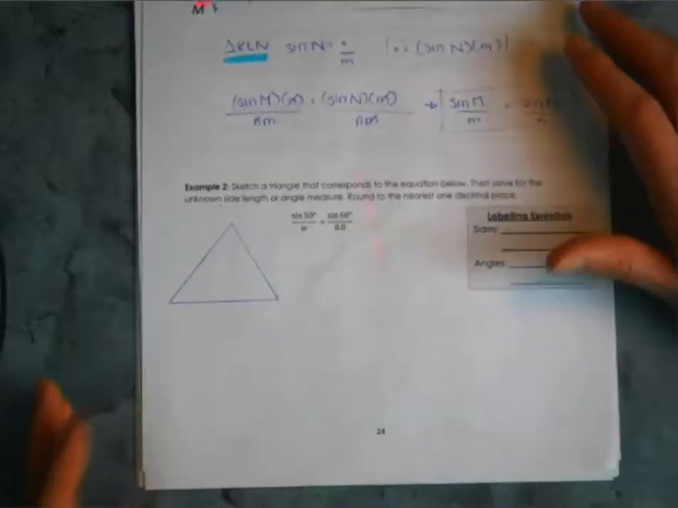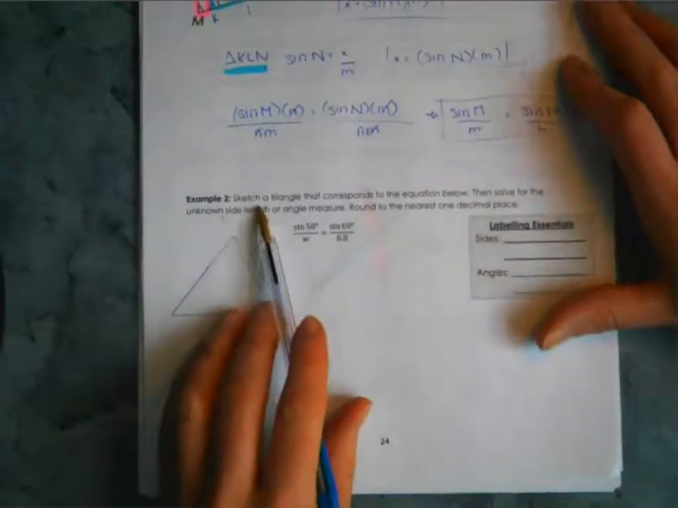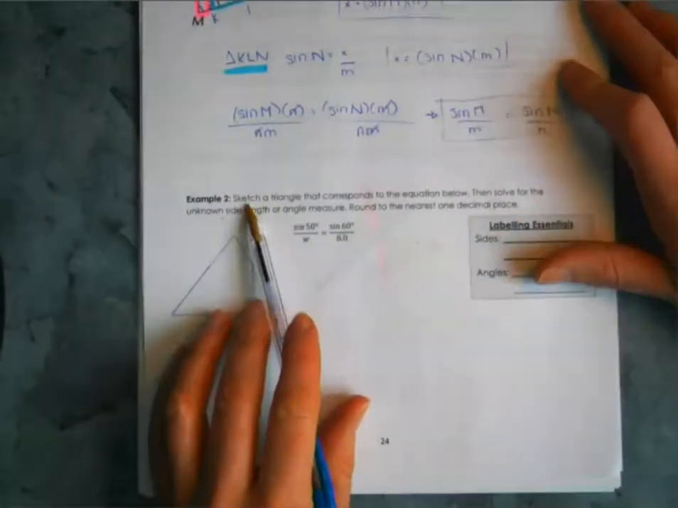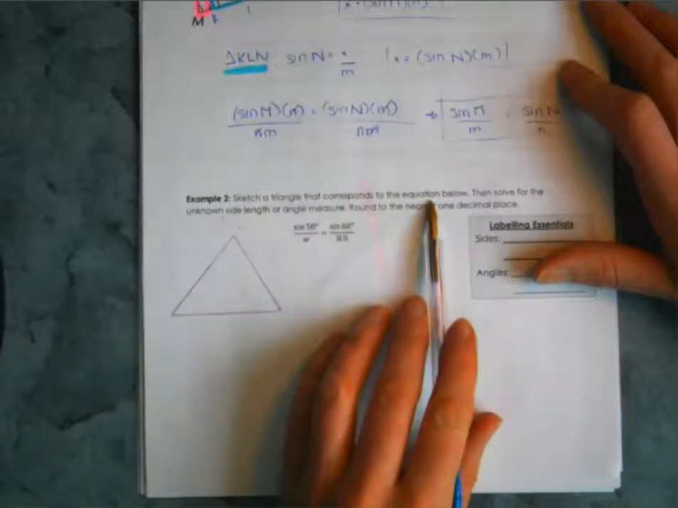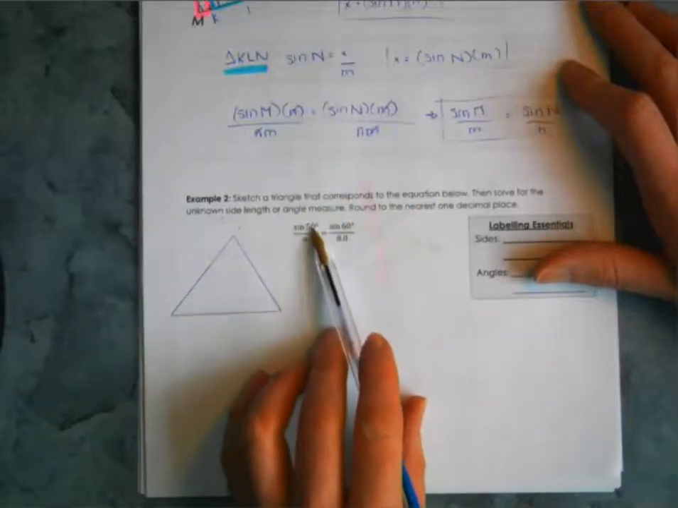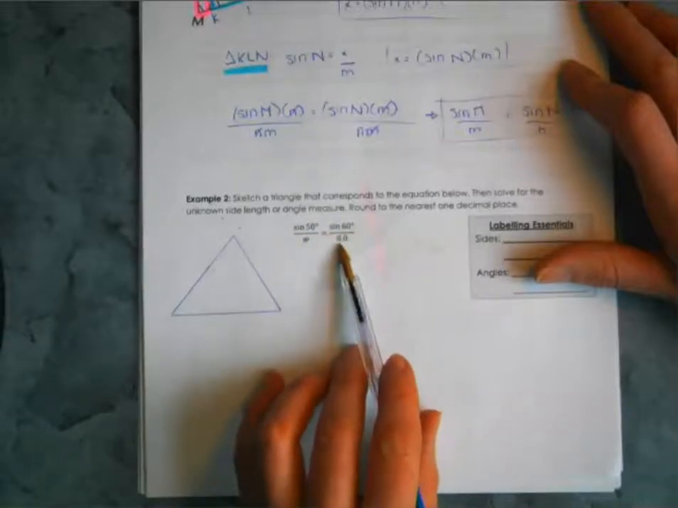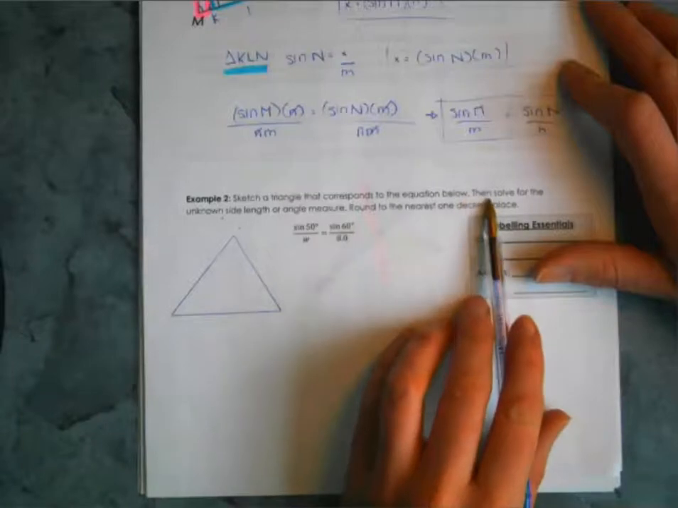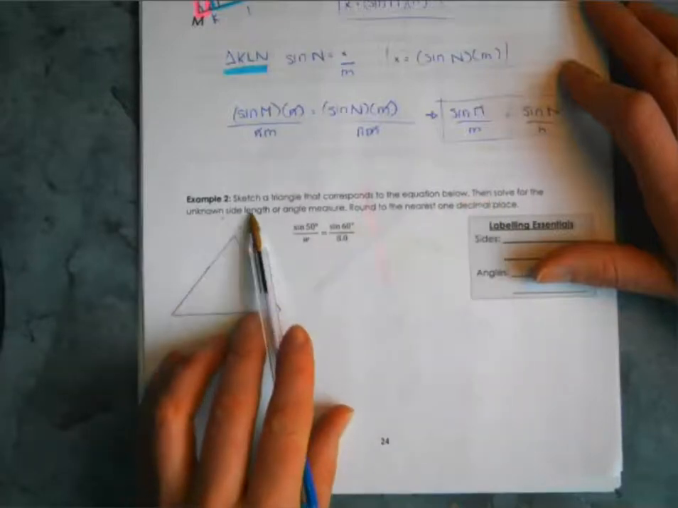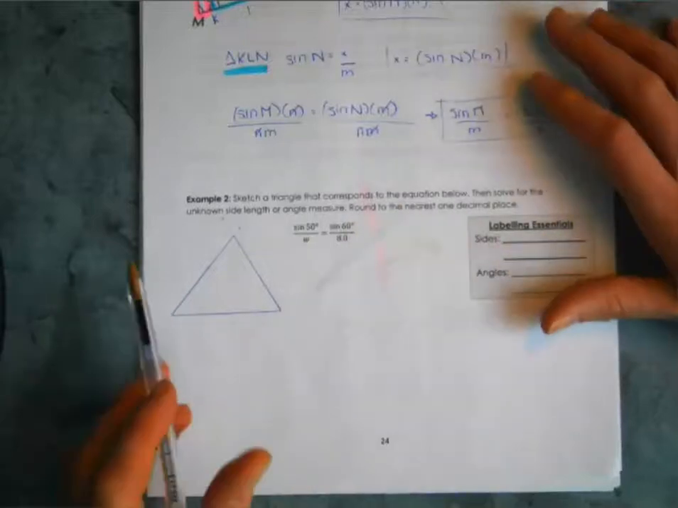Let's see. So let's go through some other examples now that we can be sure that the sine law is actually a true thing. So the first one asks us to sketch a triangle that corresponds to the equation below. So we're given a sine law equation, right? Sine of an angle divided by a side is equal to sine of another angle divided by a given side. And then we want to solve for the unknown side length. So in this case, that's W. And then round to the nearest one decimal place.